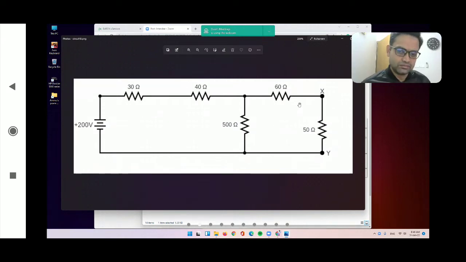Let's do the same thing: find the current through the 50 ohm resistor by using Norton's theorem. We have done the same thing using Thevenin's theorem. Let's do it using Norton's theorem. Okay, let's start.